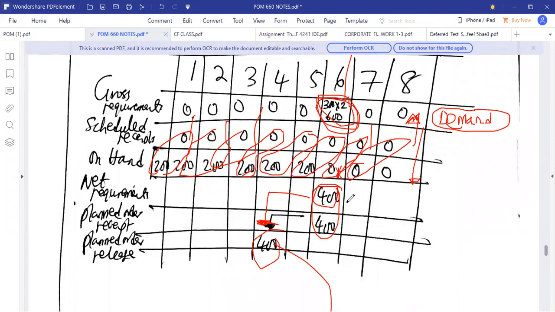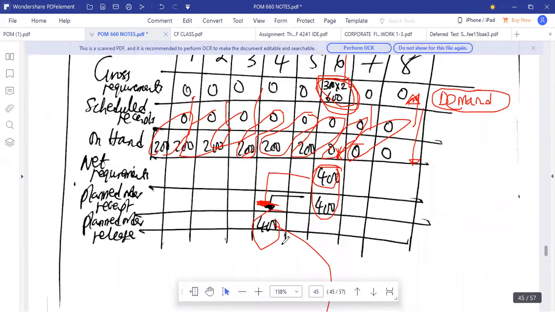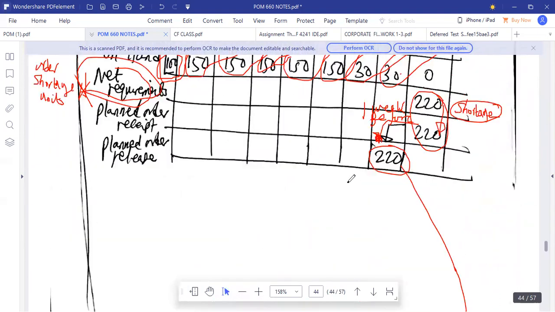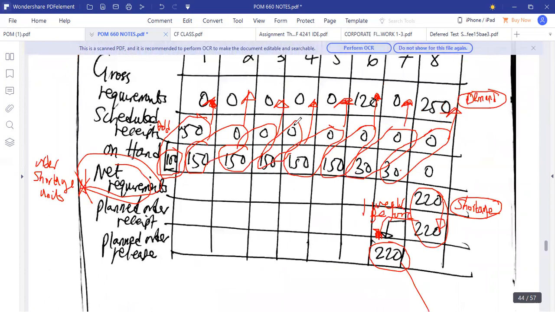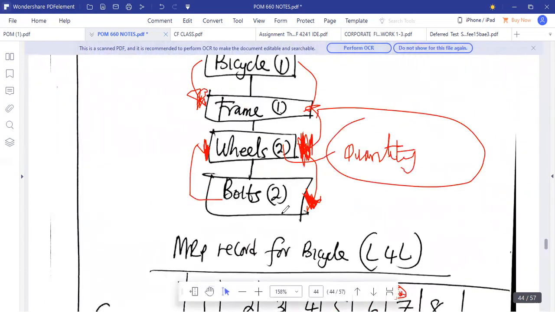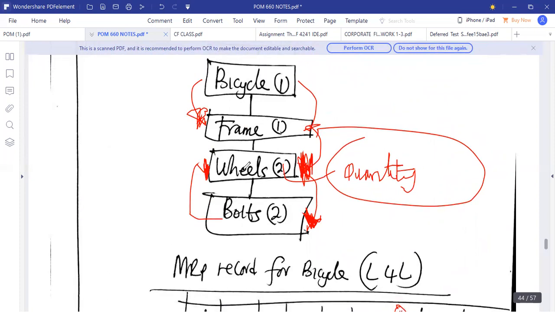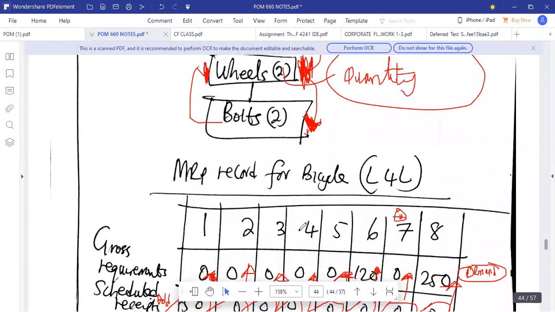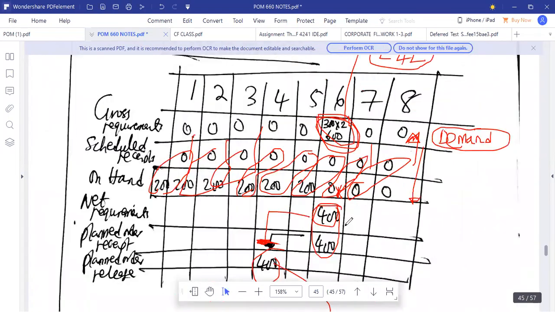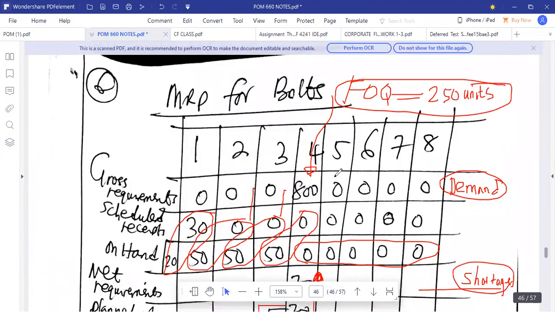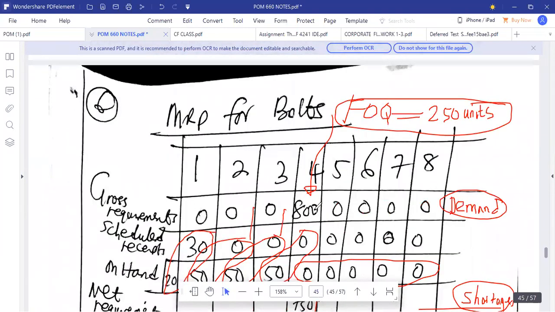So for the receipt to be here, the order would have been placed 2 weeks before. So now this is where we're getting the 400 in this week as planned order release. Then you go and find out for the bots. For the bots, we are saying it is 2. So the planned order release of the wheels multiplied by 2 is the gross requirements of the bots. So for the bots, it will be 800 in that same week, week 4. Then you check the other things.